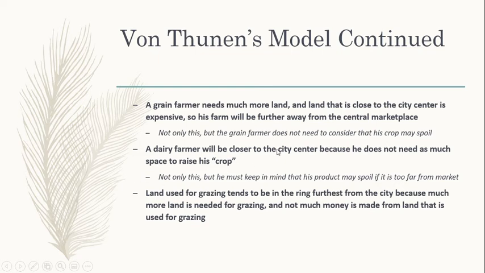A dairy farmer will be closer to the city because he does not need as much space to raise his crop. Not only this, but you also must keep in mind that the product may spoil if it is too far from the market. So you can already start seeing that this is becoming outdated because we do have dairy farms that are pretty far away from the city. That is because with the advent of refrigeration or even trailers, like faster transportation, we can afford to have dairy farms much further away. Your milk can stay fresh longer because it's refrigerated, and it can travel further distances because we're traveling much faster than a horse-drawn carriage.